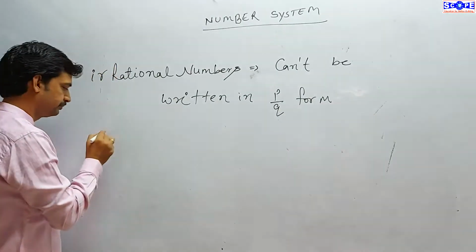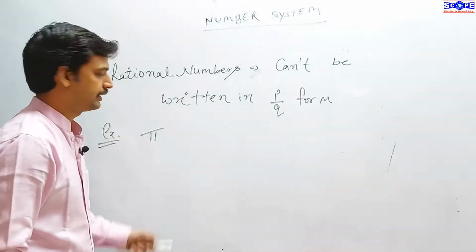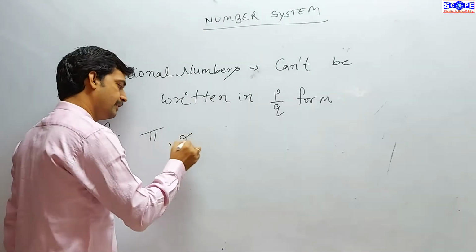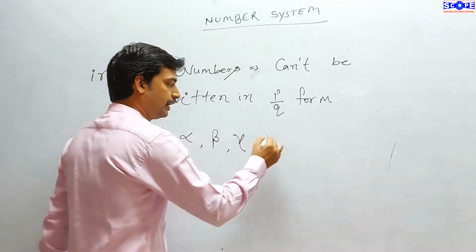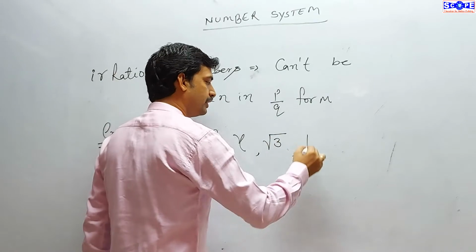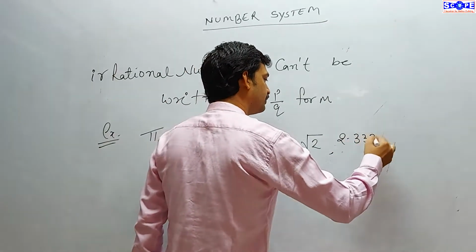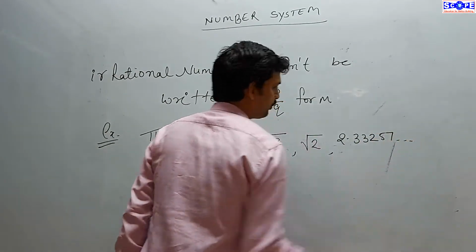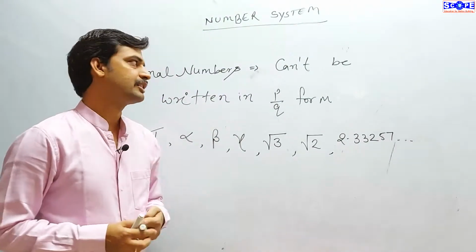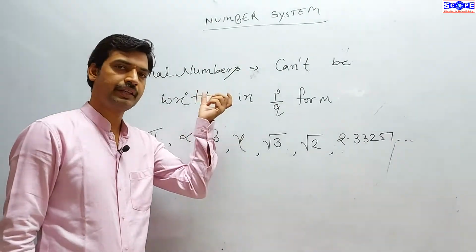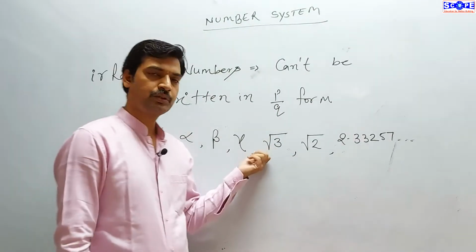For example, different types of symbols which we use in mathematics: pi, alpha, beta, gamma, under root 3, under root 2, or a non-ending decimal part without repetition. Now we don't know what the next digit in this part is. So non-ending decimal numbers are also included in irrational numbers. Under root numbers which don't have a perfect square root, like under root 3, what is it?